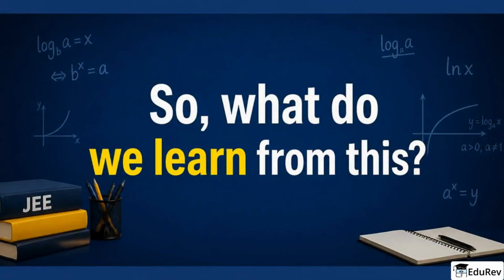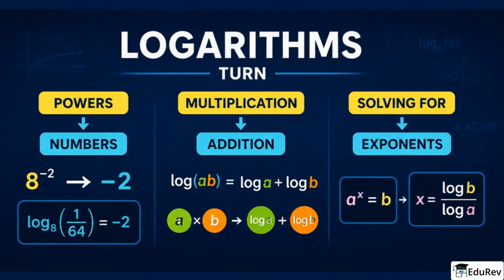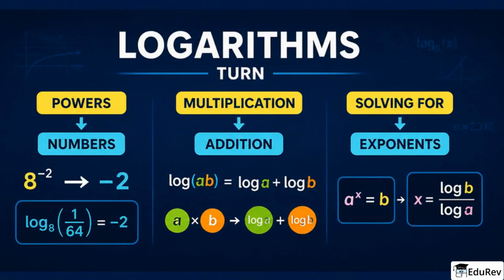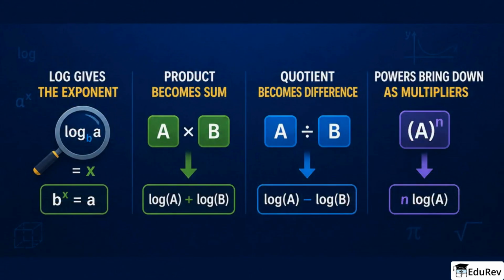So what do we learn from this? Logarithms turn powers into simple numbers, change multiplication into addition, and make solving for exponents easy. Let us quickly remember. Log gives the exponent, product becomes sum, quotient becomes difference, and powers bring down as multipliers.